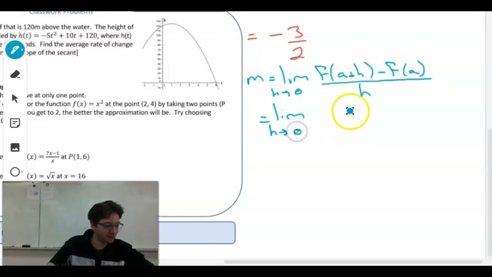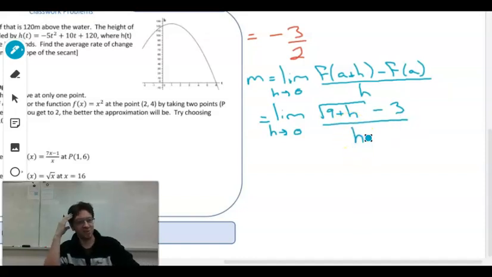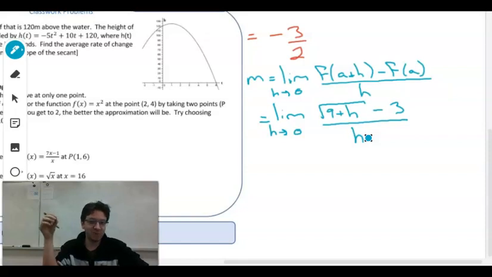As h approaches 0, this is going to be the function of a plus h, so the square root of x, which was 9, or the value of a, 9, plus that little bit of h, minus the square root of 9, which is 3, all over h. Now you're thinking, what are we going to do here? Well, remember yesterday when we did rationalizing denominators, and I did that one example where I said sometimes it's useful to rationalize the numerator. This is the example.